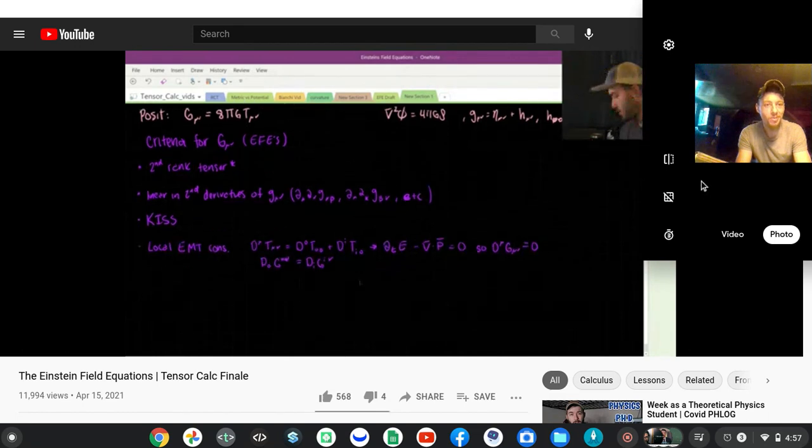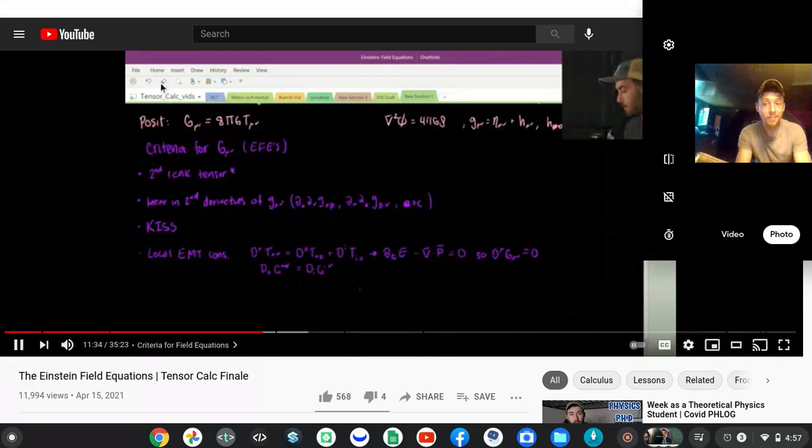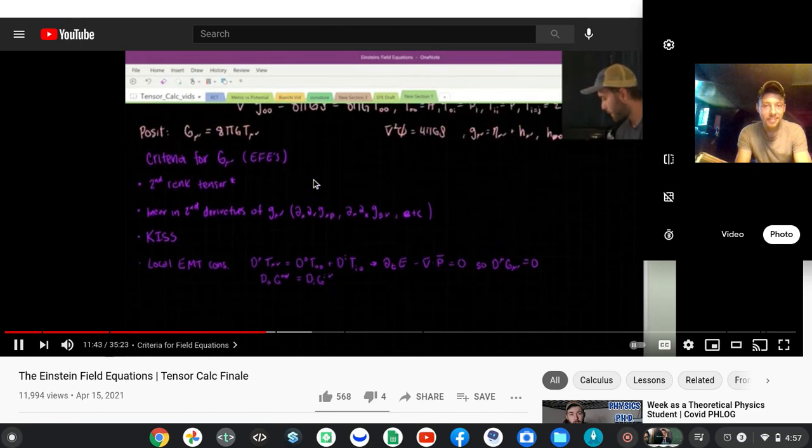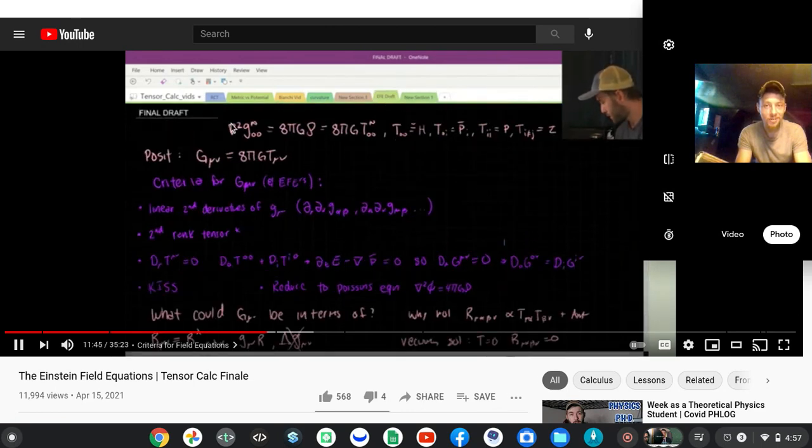So there's 4 equations there, which is why a lot of times you'll hear that really there's 6 independent components of the metric tensor, if you think about it this way.